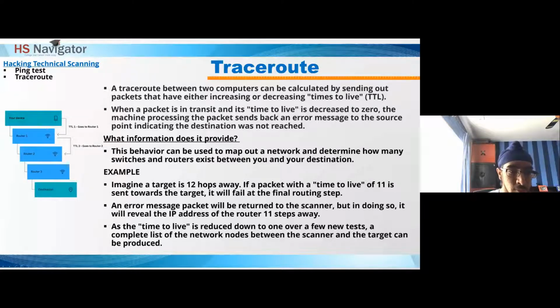So an example is if you have a target that's 12 hops between routers away, then a packet with a time to live of 11 is sent towards the target. It won't reach the end, and so you can know that there's more than 11 steps between me and the final destination, so I have to increase the time to live.